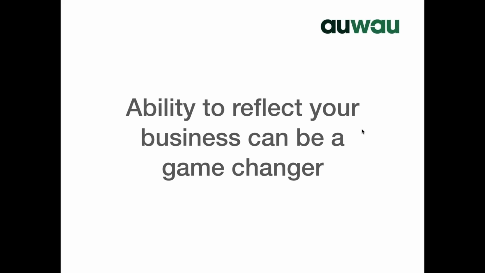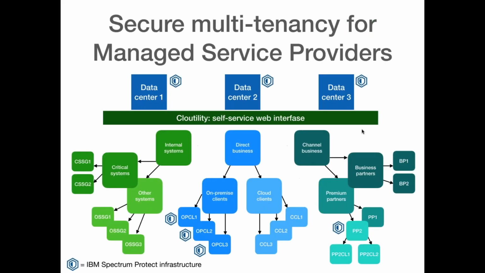So the real backbone of Cloudtility is a secure multi-tenant model that gives our customers the ability to really reflect the organization of their business. And that is a very strong way to get plug and play functionality on top of your Spectrum Protect environment. So let's start with a diagram showing what that could look like for a managed service provider.